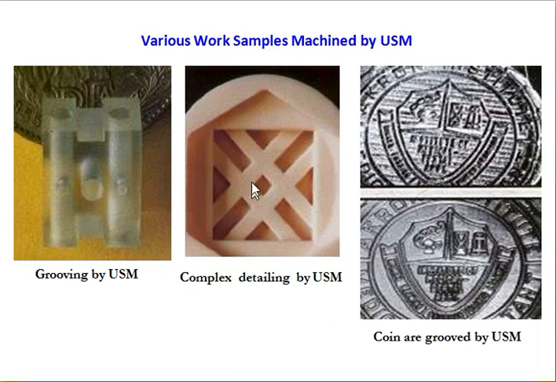Now we will look at various sample work that has been machined by USM. You can see this is the grooving that is done by USM. You can see this is the grooving. A complex detailing has been done over the ceramic. You can see this one by USM. And you can see these are coins that are grooved by USM. So these are the various interesting sample works that have been performed by ultrasonic machining.